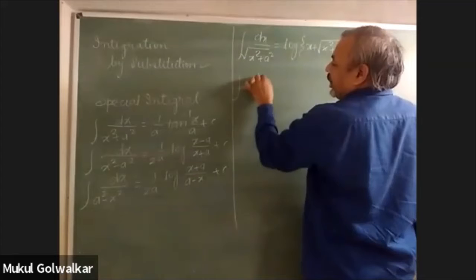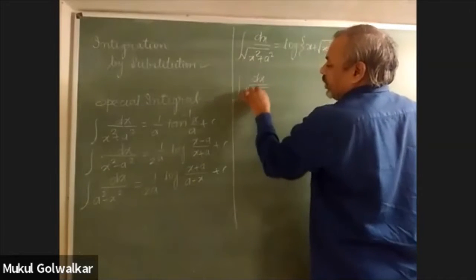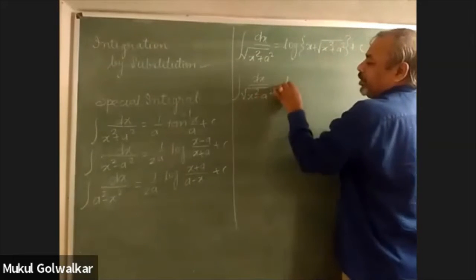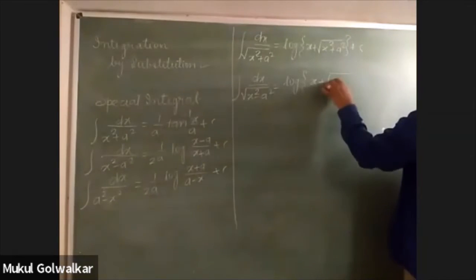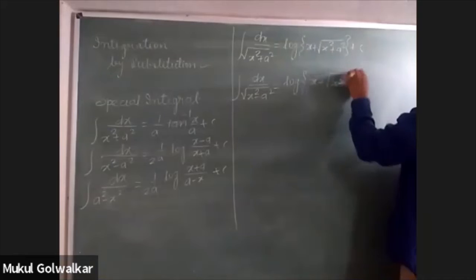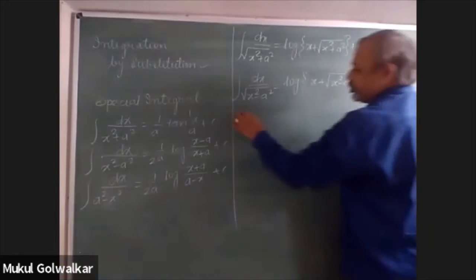Next formula, if I write dx upon under root of x square minus a square, it will be equal to log of x plus under root of x square minus a square plus a constant of integration.